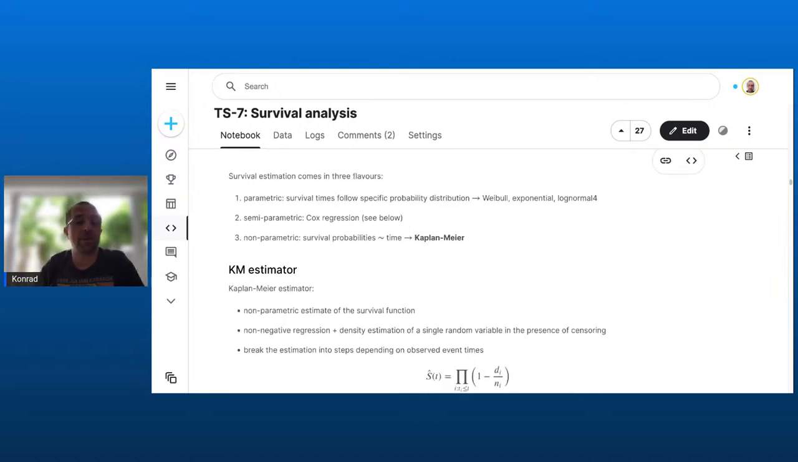There are different ways, as usual in statistics, of approaching this kind of problem. We can have parametric, where you assume a certain probability distribution. You can have semi-parametric, which is sort of a hybrid: you make some assumptions, but do not specify a formal parametric distribution. And non-parametric, where you pretty much estimate it as a function of time.